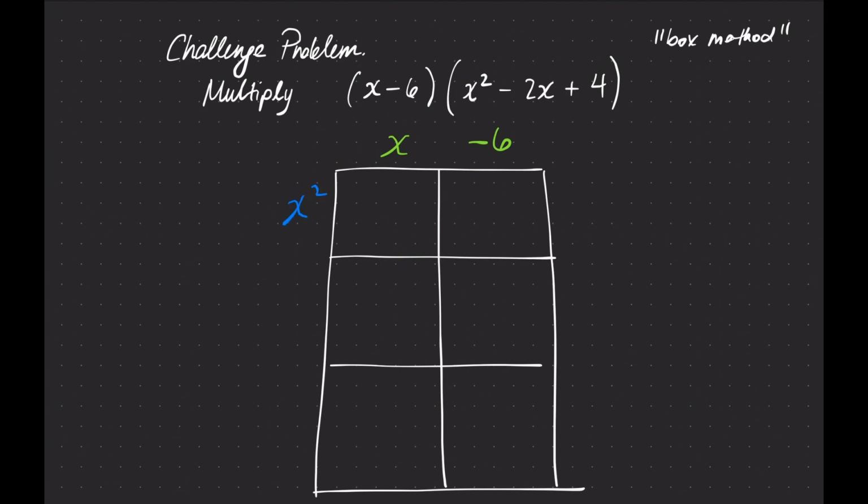X squared. Now remember, my next term here is negative 2x. In this case, I'm not going to put 2x. I'm going to put negative 2x, keeping my signs together. And then my 4 goes down here. So same thing, let's continue as we were going. Here we have an x times x squared, which would be x cubed, right? Minus 6 times x squared, that's minus 6x squared.